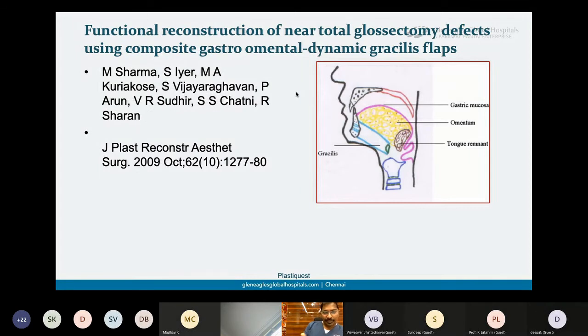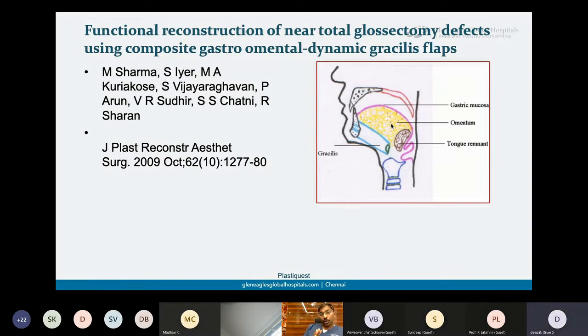And this is from Amrita, where they have done a functional reconstruction. The entire tongue was reconstructed with the gastro-omental flap, and a dynamic gracilis, which is between the hyoid and the mandible. This provides mobility, or superior movement of the tongue, and this forms a natural tongue mucosa. This is actually a double free flap, and definitely we need good expertise and a good team to perform such procedures.